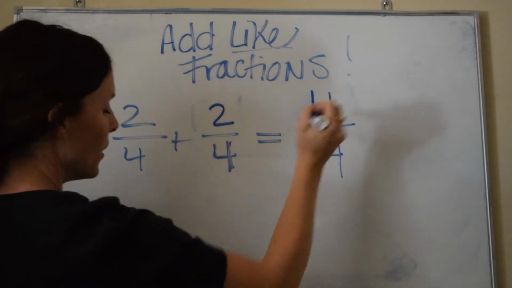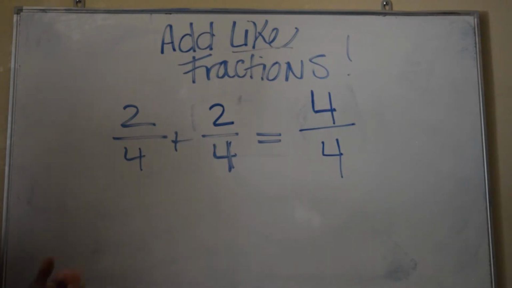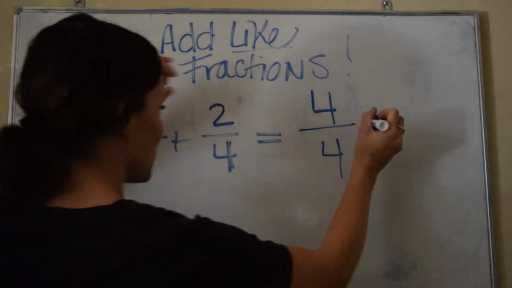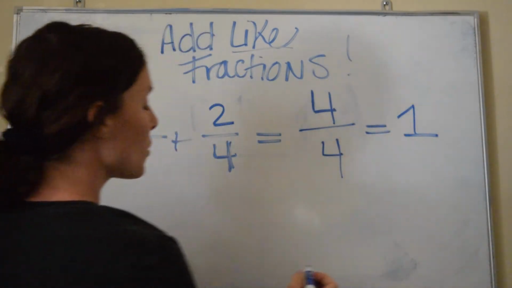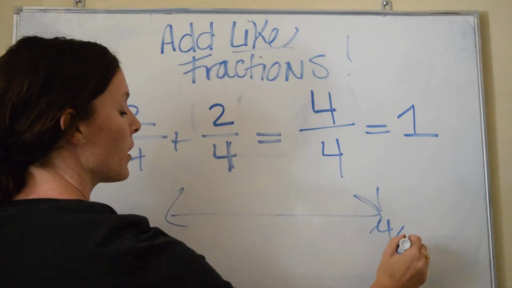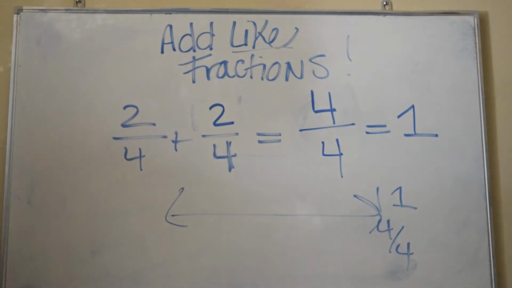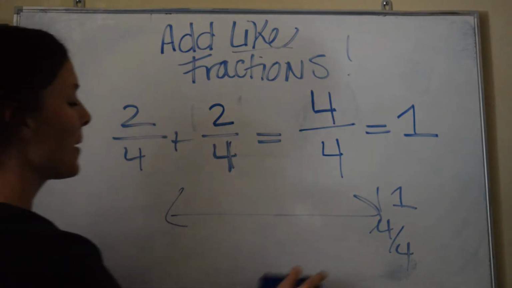which is 4. What happens when your numerator is the same thing as your denominator? Remember, we can read this as division. 4 divided by 4 is 1. We can also think of it as a number line, right? When you get a number line, 4 out of 4 is the whole. So 4 over 4 simplified is 1 whole, okay?